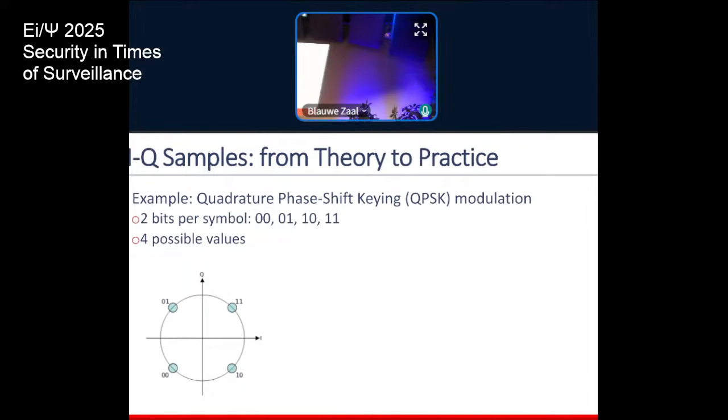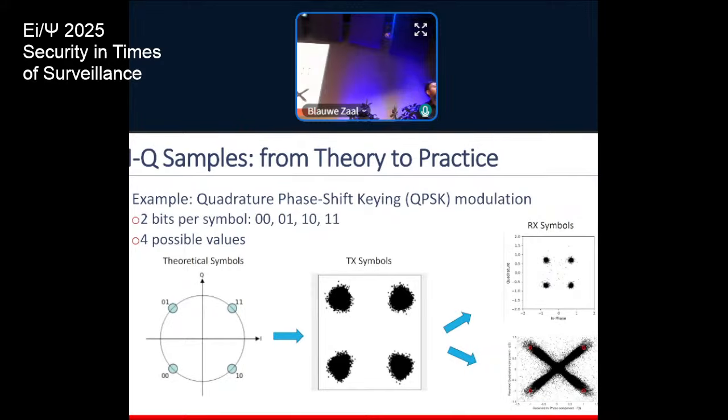For example, a generic quadrature phase shift keying modulation, where you have 2 bits per symbol, 00, 01, 10, and 11, and then a phase for each symbol. What you would expect, what you do at the software level, is to encode these 4 bit combinations into one of these four values. And you would expect to receive them at the receiver exactly the same. Surprise, surprise, that's not the case.